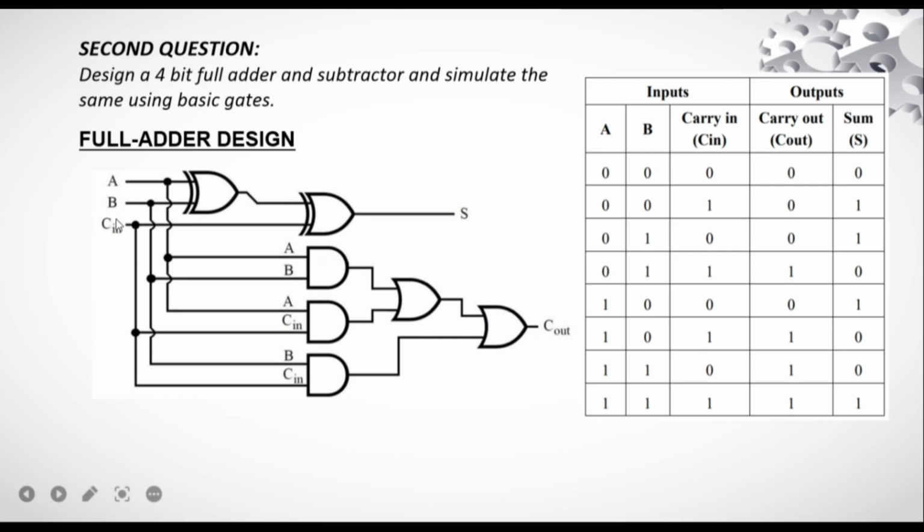So there are 3 inputs, A, B and C in respectively, and 2 outputs, that is the sum and the carry out, as we can see in the truth table over here. So if all the 3 inputs are 0, the carry out and the sum will also be 0, and if the carry in is 1 and A, B, the 2 inputs are 0, then the sum is also 1.